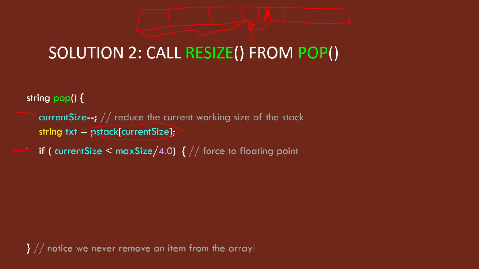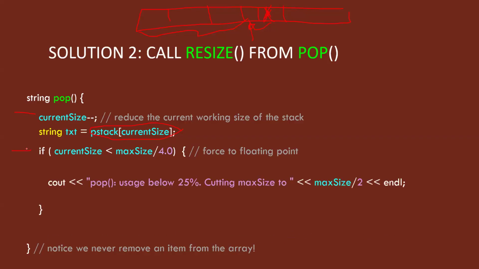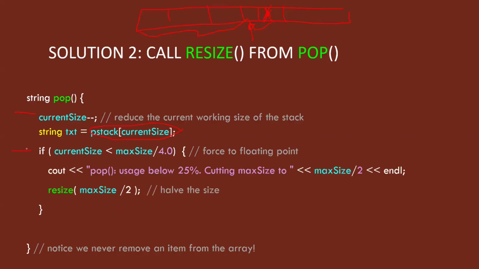But if we need to shrink the array because it's gotten to 25%, then we can just call our resize with half the size and we're all done again. So that's our pop, right? And dealing with that on the fly and returning what it is we just popped. Okay, so get a copy, return that copy as a result of the string pop method.